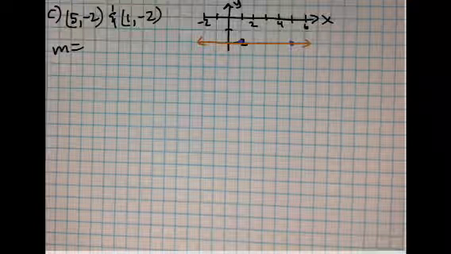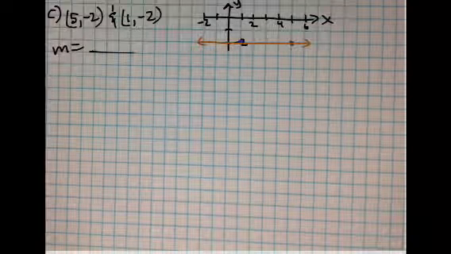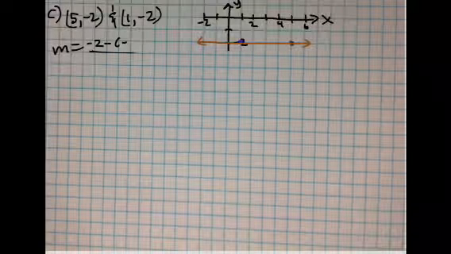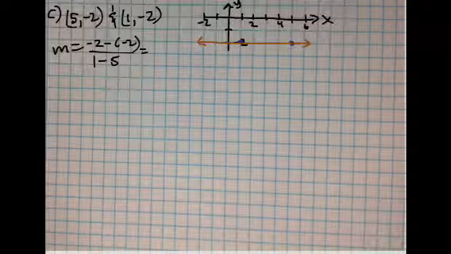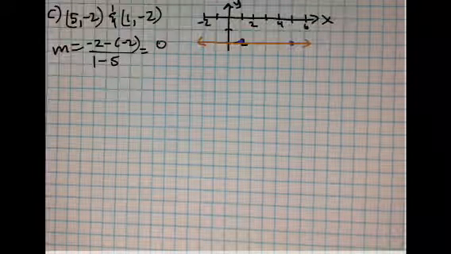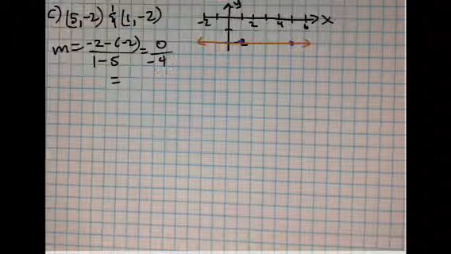For letter C, we have a horizontal line, so we're expecting a slope of 0. Okay, so again, difference in the y's. That would be negative 2 minus a negative 2 divided by difference in the x's, 1 minus 5. So that's negative 2 plus 2, so that's 0 over negative 4. And so the slope is 0.